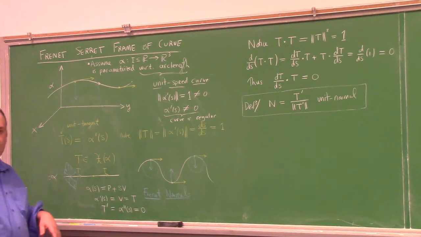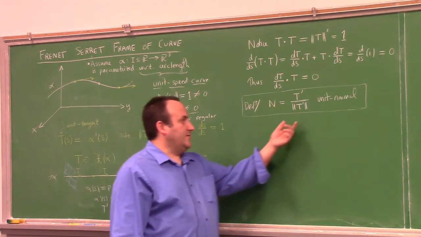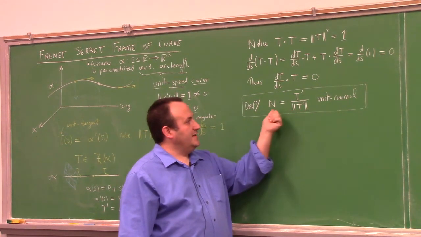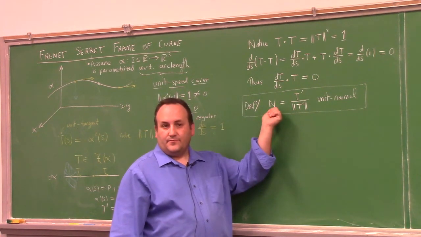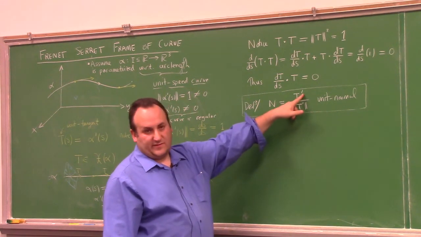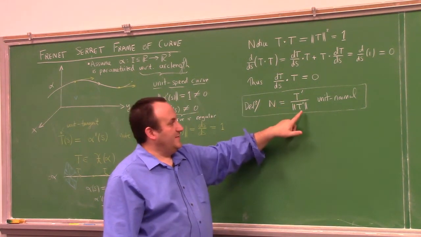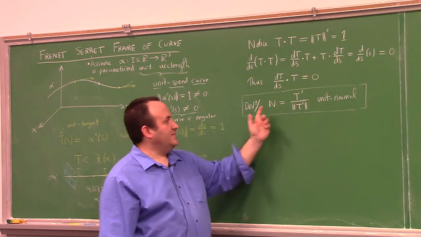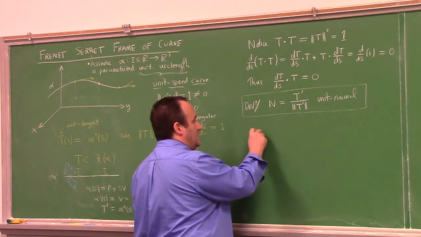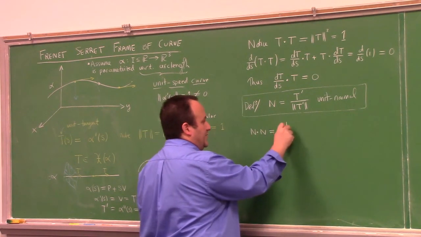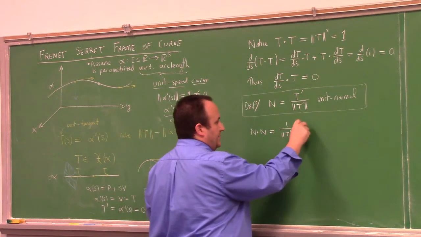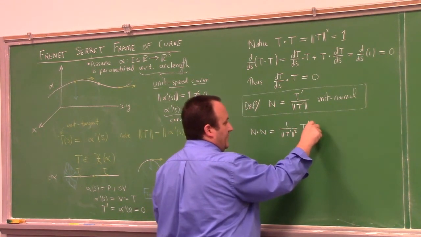If it's not a line, and it's arc length parameterized, then we know that n is non-zero, right? And so we know that t prime is non-zero, so we can divide by the magnitude of t prime. What's the length of n as I've defined it here? N dot n is what? 1 over magnitude of t prime squared, t prime dot t prime, right?